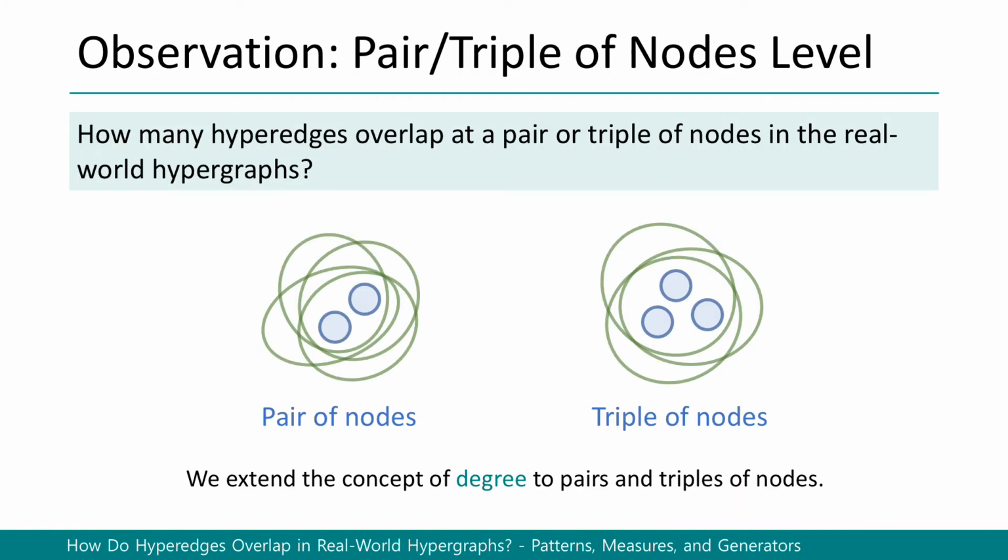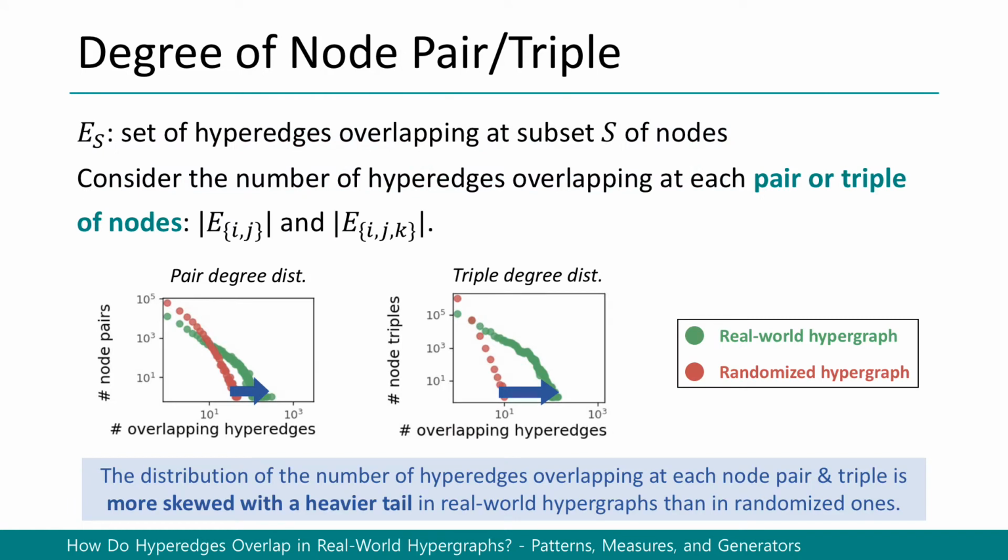Here we try to answer the question: how many hyperedges overlap at a pair or triple of nodes in real-world hypergraphs? While the degree of a node in a hypergraph is defined as the number of hyperedges that overlap the node, we extend the concept to pairs and triples of nodes. So we measured the distributions of the number of hyperedges overlapping at each pair or triple of nodes. Compared to random hypergraphs, the distributions in real-world hypergraphs are more skewed with a heavier tail. Furthermore, we observed that the distribution follows a power law distribution.